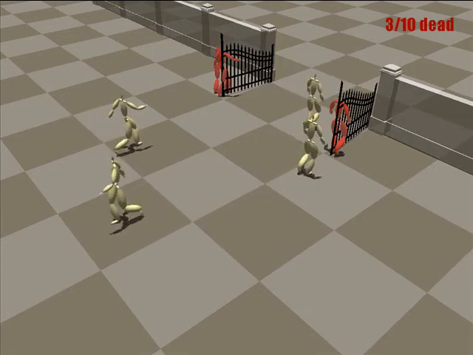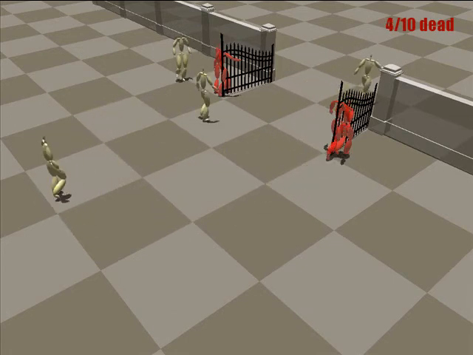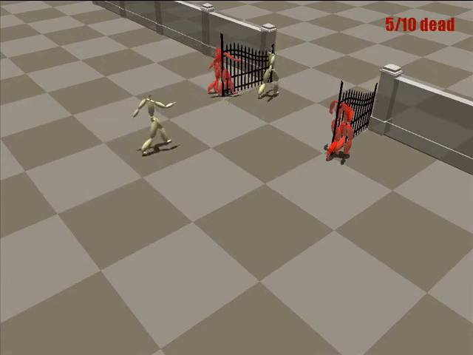With the greedy controller, the characters only notice the gate when they are in close proximity. Since they do not know how to plan to avoid obstacles, half of the characters bump into the gate.